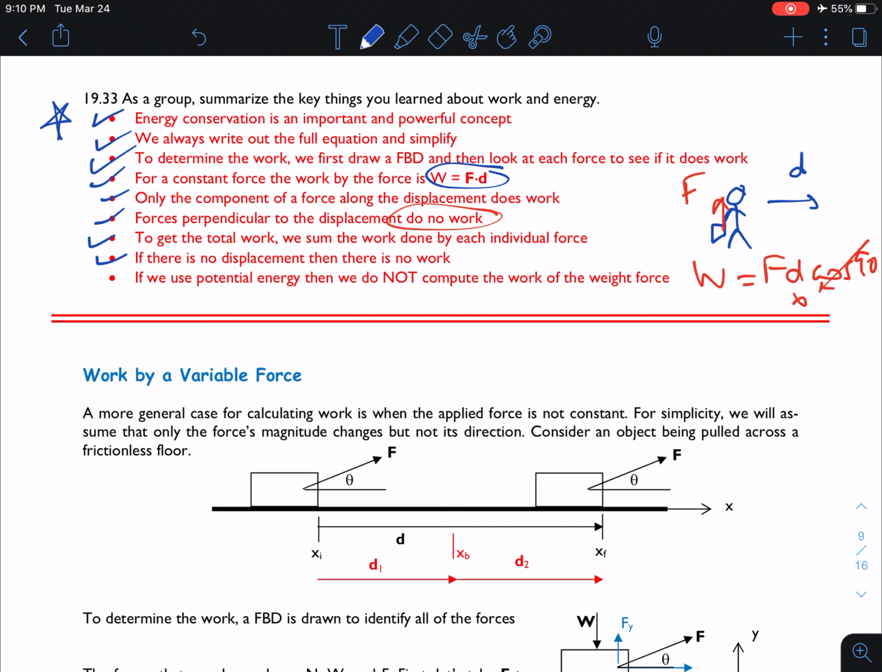And if we use potential energy, then we do not compute the work of the weight force. That's one thing we did, and that was really important. I'm going to put a star here.